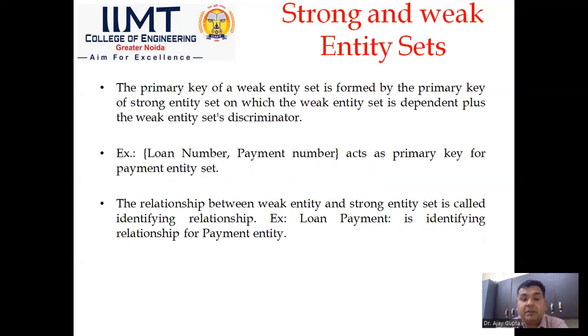The relationship between a weak entity set and a strong entity set is called an identifying relationship, and it is represented by a double diamond box, which we have shown in our example also. The loan payment is the identifying relationship for the payment entity set, which we have already discussed.